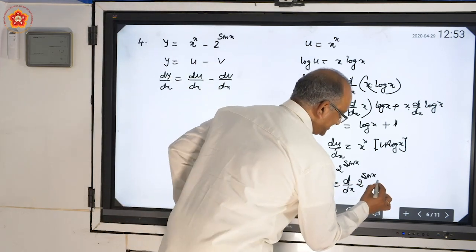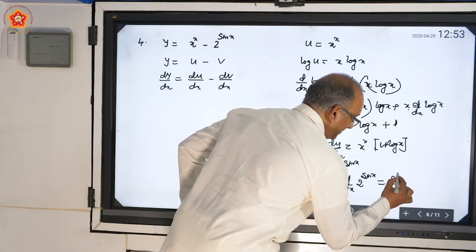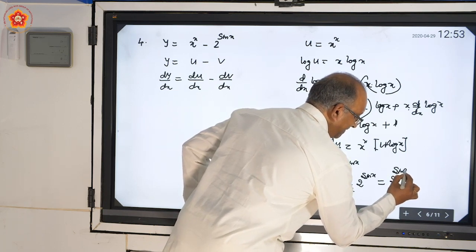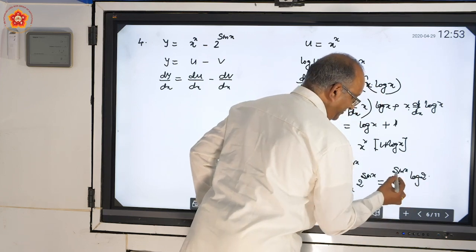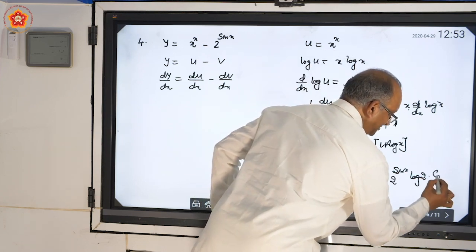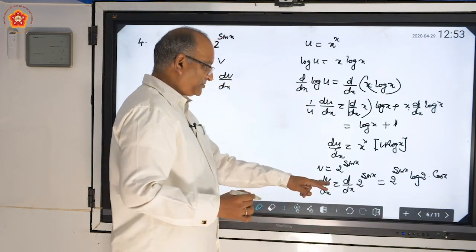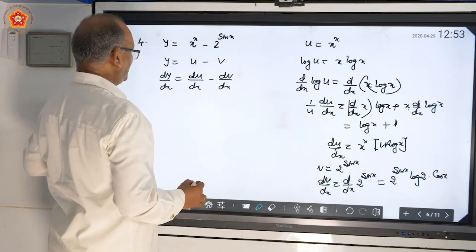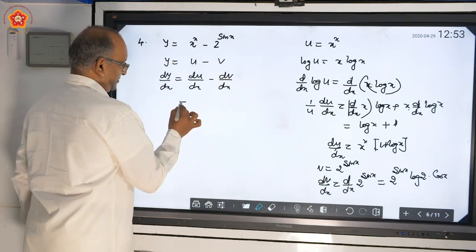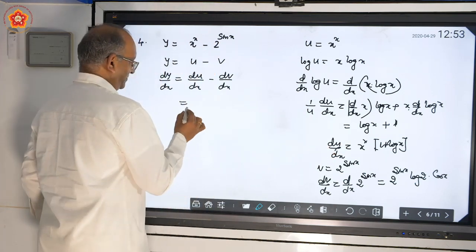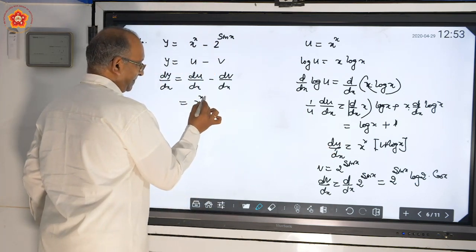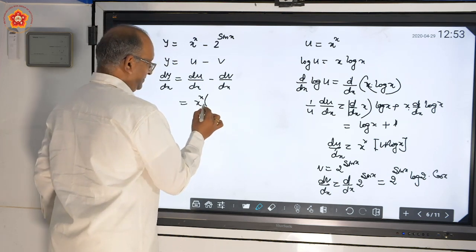So the answer is 2 to the power sin x log 2 into derivative of sin x, which is cos x. So we substitute these two values here to get the answer. The first answer du by dx, we got it as x to the power x into 1 plus log x.